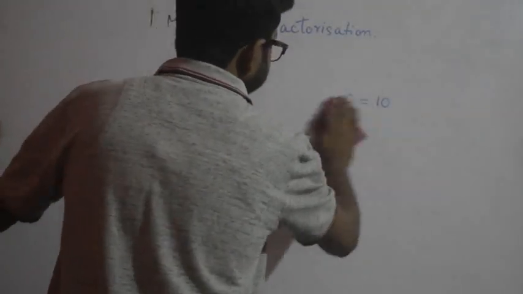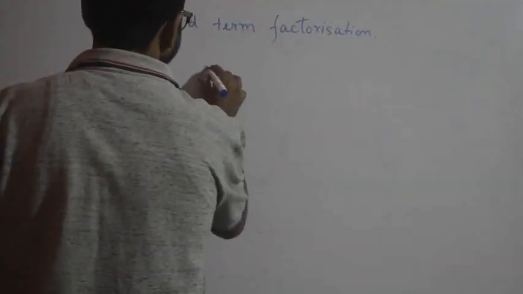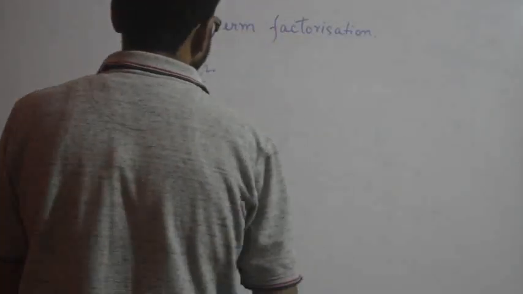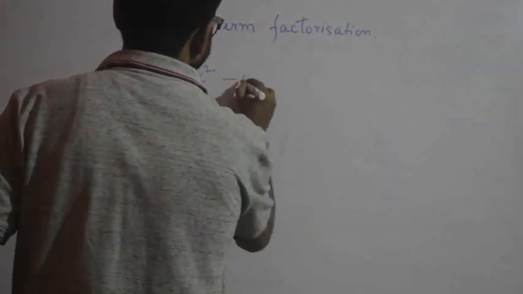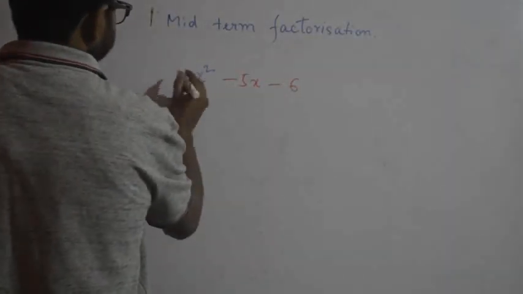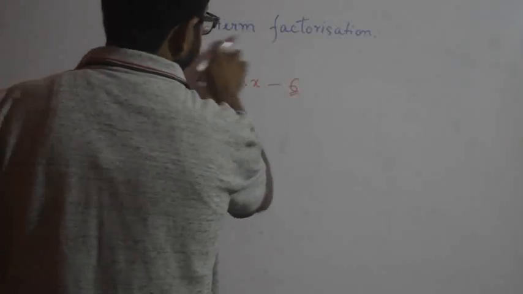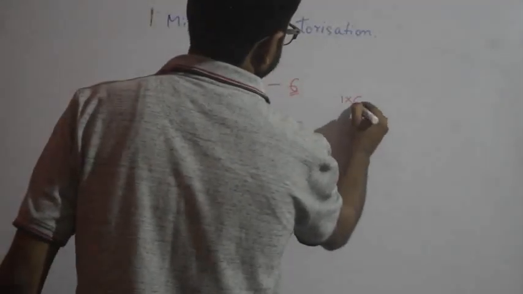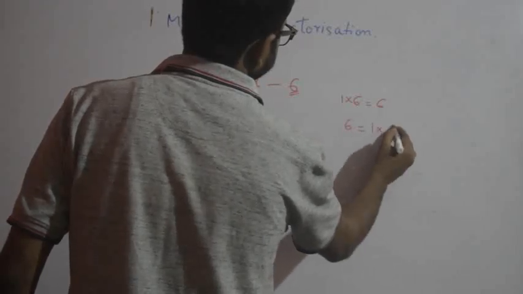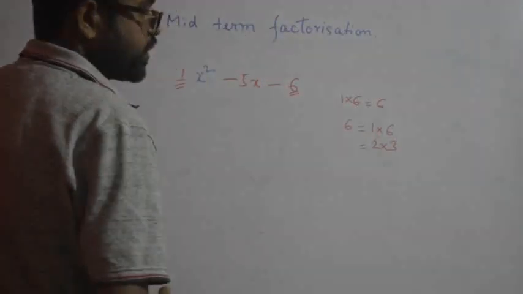x square minus 5x minus 6. So what is the coefficient of this x square? 1. And what is the constant? 6. So multiplying this 1 into 6 will give you 6. And 6 can be got by 1 into 6 or 2 into 3.